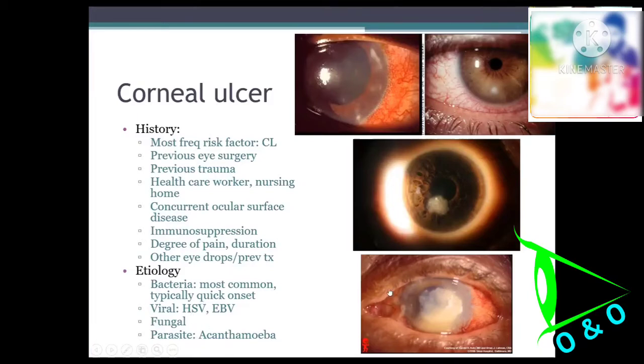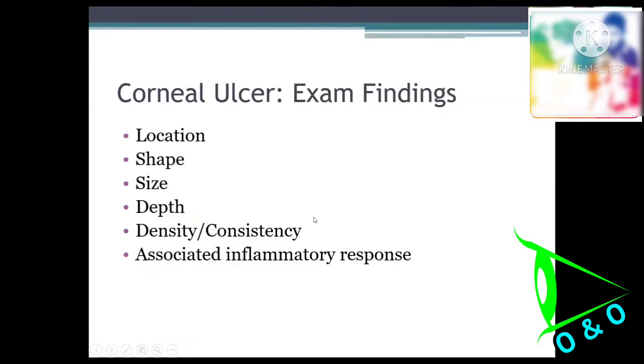So here's a whole range of what corneal ulcers can look like. On exam, you want to carefully look at the ulcer and be able to describe it. So location: is it peripheral? Is it superior? Is it inferior? Kind of where is it at? What's the shape? Is it round? Is it linear? Is it stellate? Is it fluffy? Size of it, so you can measure that with the slit lamp.